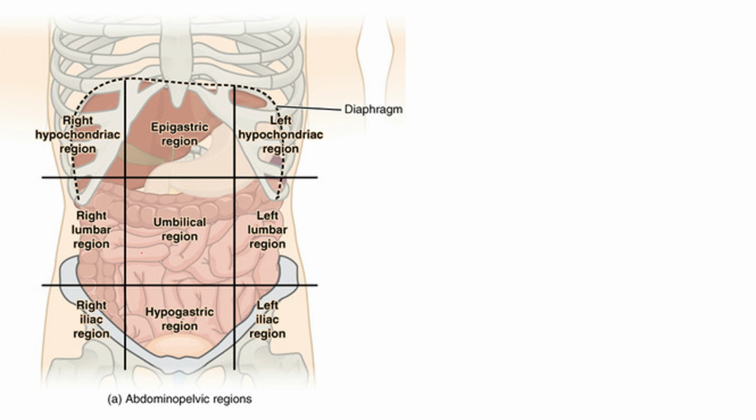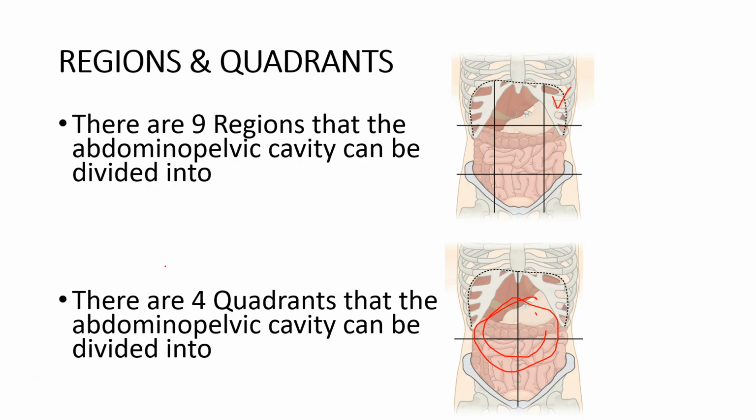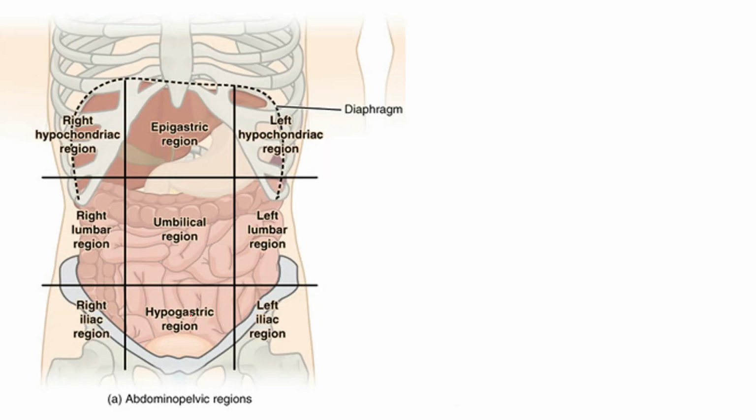How would I ask that on the test? Well, I wouldn't give you any of these words. I would put a little question mark right there and ask you to name that region. Or I would say, name that quadrant right there. So that's how I would ask the question on the test.